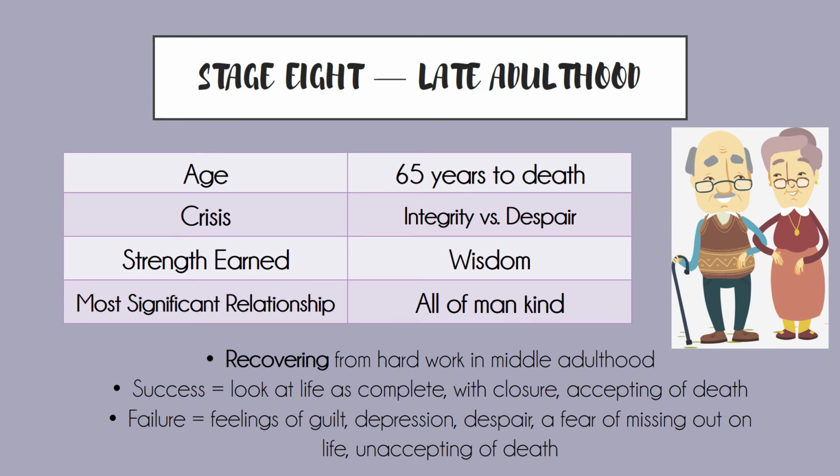Stage 8, our last stage of our theory of psychosocial development, is late adulthood. It ranges from ages 65 until death. And our central crisis here is integrity versus despair. A person in this stage of life will be recovering from the hard work of middle adulthood, hopefully in retirement, so they'll be less productive.